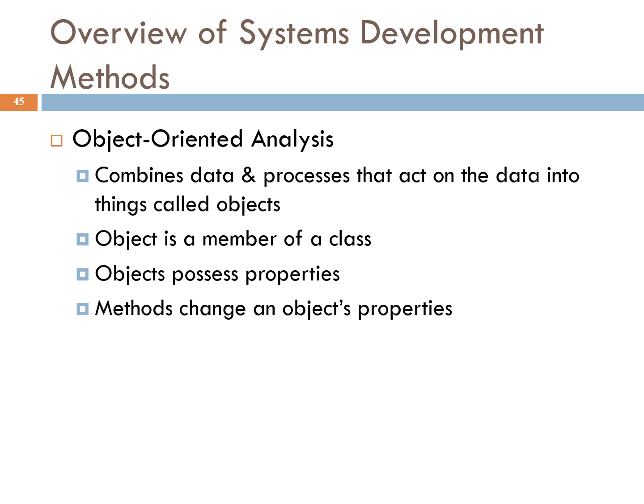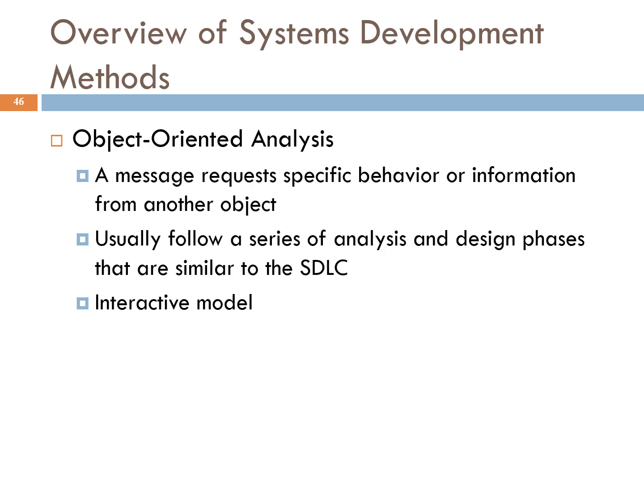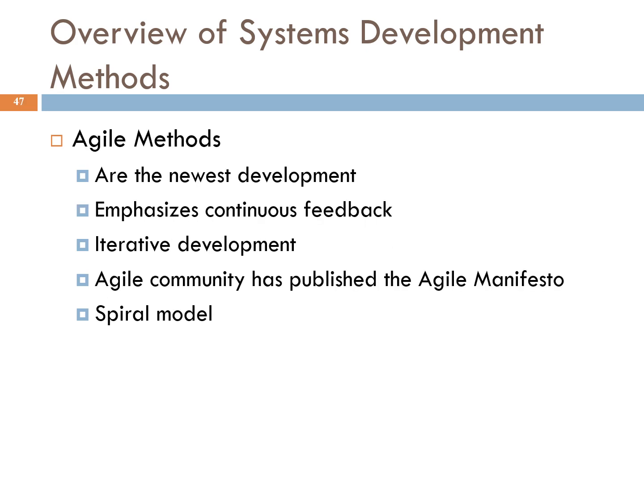The next one is object-oriented analysis. Yeah, OO. This combines data and process, which is called an object. Yeah, so you look at the business processes as an object. So you combine the data with the object itself. Okay, I usually follow a series of analysis and design phases that are similar to SDLC, but it is more interactive. Agile method is another method in building system development.